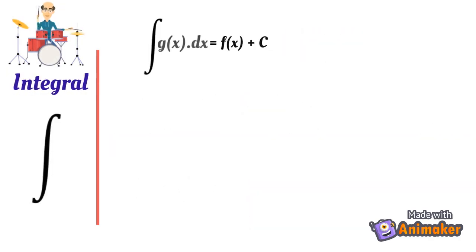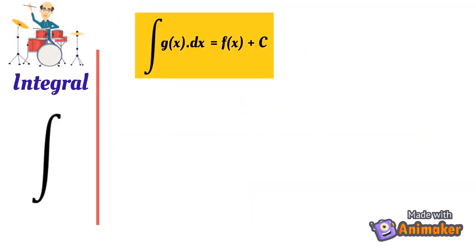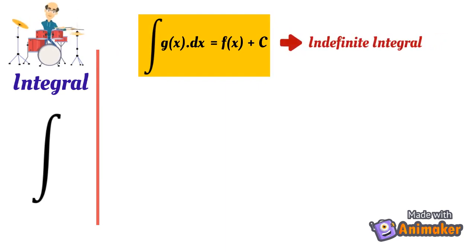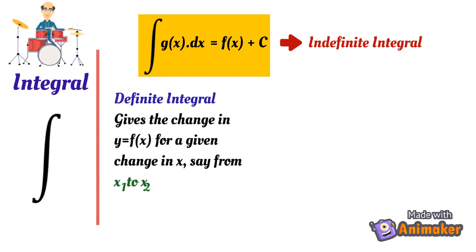The integral of the form integral of g of x dx equal to f of x plus c is called an indefinite integral, as it just gives the parent function in terms of x, irrespective of the values of x. If we want to find out the change in y, that is f of x, when x changed from x1 to x2, given the derivative function g of x, the calculation for that is called evaluating a definite integral.